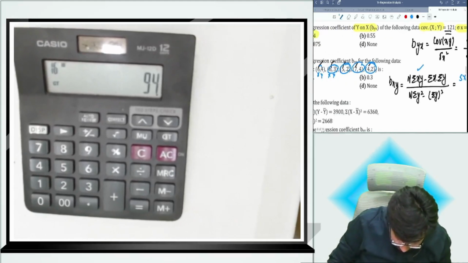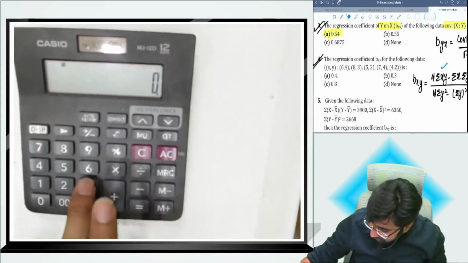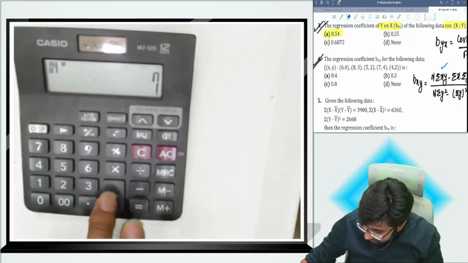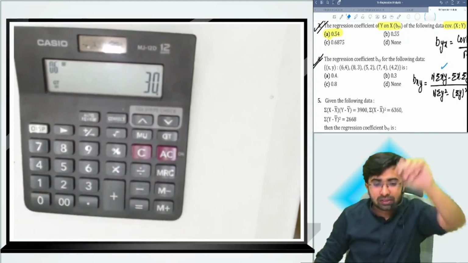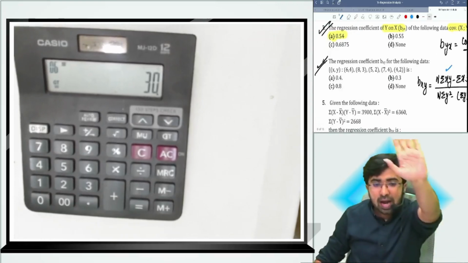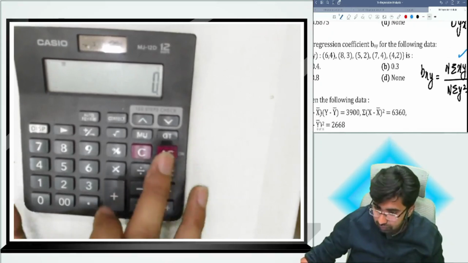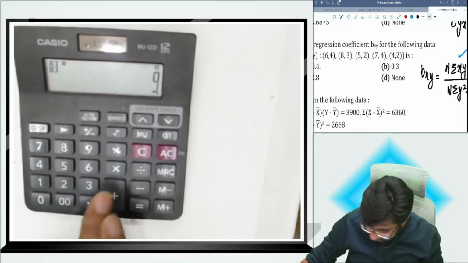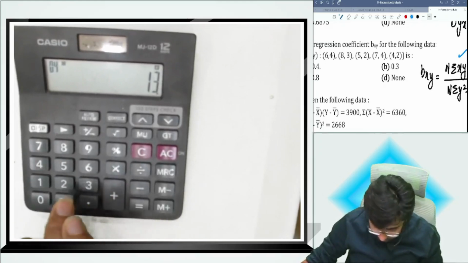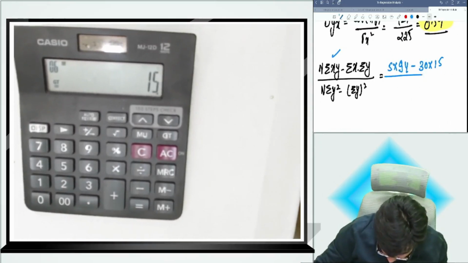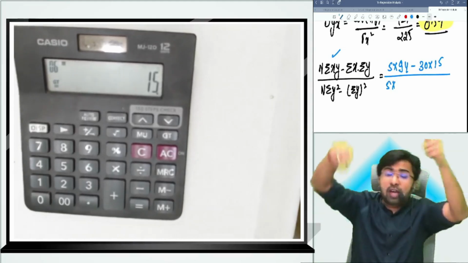Guys, now you want summation x. Add only x: 6 plus 8 plus 5 plus 7 plus 4. How much? 30. Now what is summation y? Add only y: 4 plus 3 plus 2 plus 4 plus 2. Guys, it is 15. What is n? 5. Guys, now take square of y and add it.